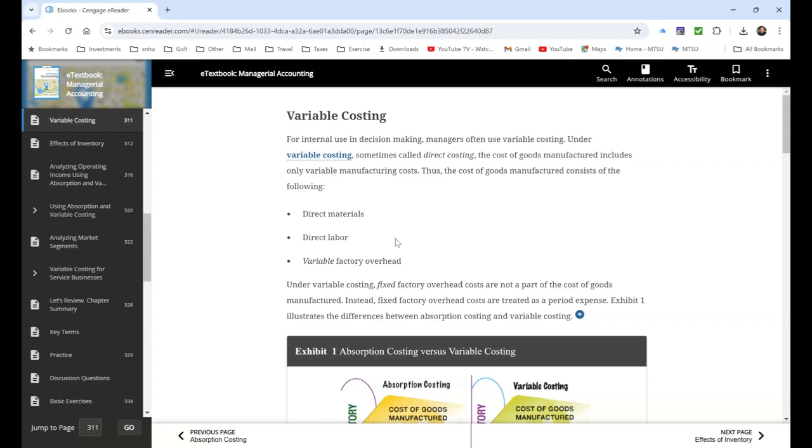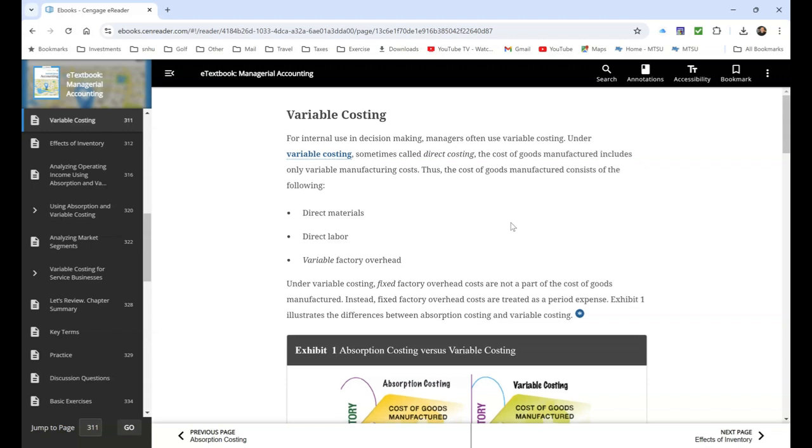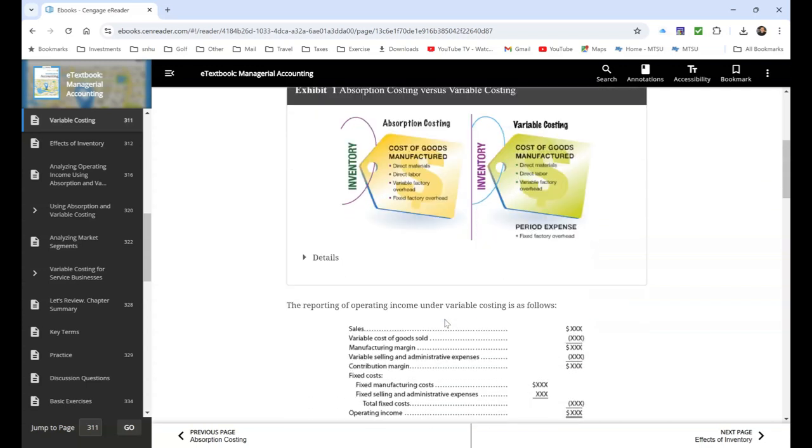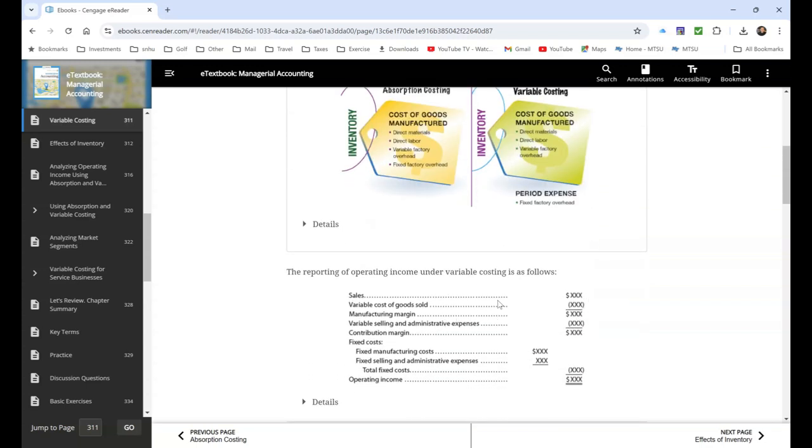So variable costing, of course, consists of direct materials, direct labor, and variable factory overhead. So these are costs that we would not incur if we didn't produce any products. So you can see here, absorption cost is cost of goods manufactured: direct materials, direct labor, variable factory overhead, and fixed factory overhead. With variable costing, we're going to separate out fixed factory overhead. So we have sales, we have variable cost of goods sold, which again includes direct materials, direct labor, and variable factory overhead. And that's our manufacturing margin.